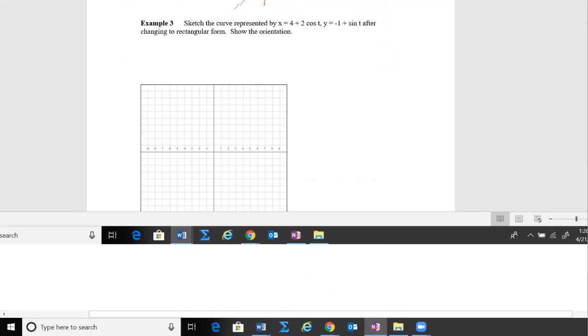Sketch this curve. Now, we could go through some plotting of points, and if we plot enough of them we might see an accurate picture of the curve, but sometimes it pays to convert into rectangular form first. We take a standard approach. Here's what we're going to do with this. We're going to take x minus 4 and divide it by 2, and that's going to be equal to the cosine. And then you're going to have y plus 1. Oops, you don't want that. Not dividing.